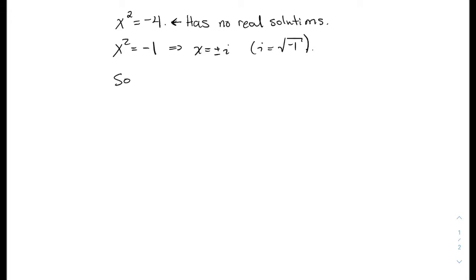So going back to our original problem, x squared equals -4 implies x equals plus or minus the square root of -4, which is equal to plus or minus the square root of -1 times the square root of 4, which is 2i. Let's do another example.